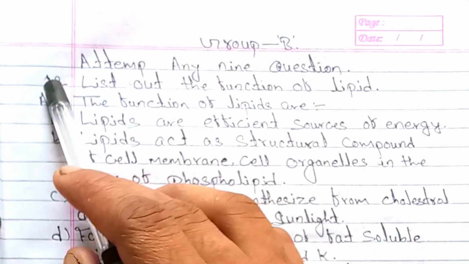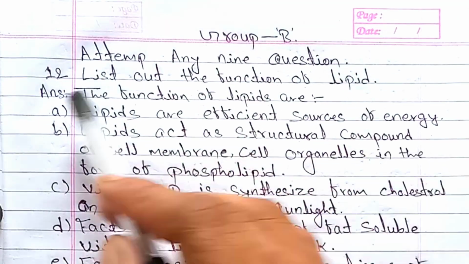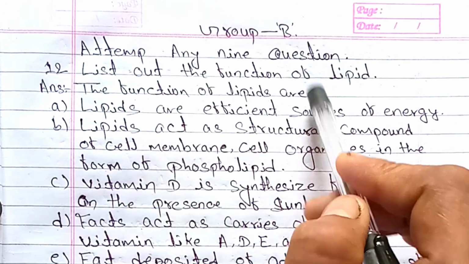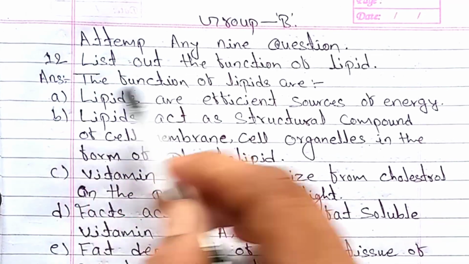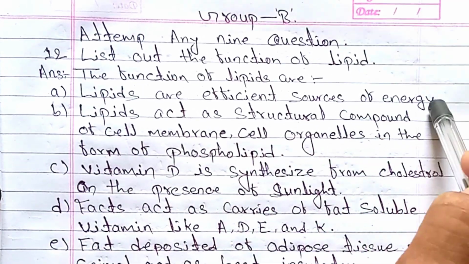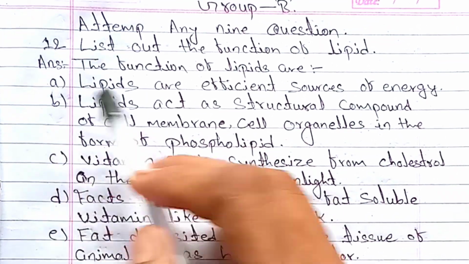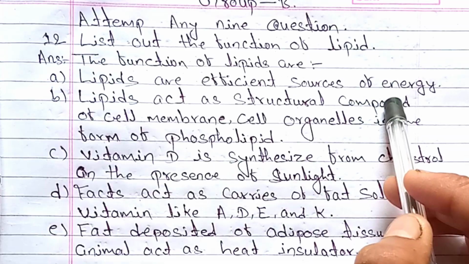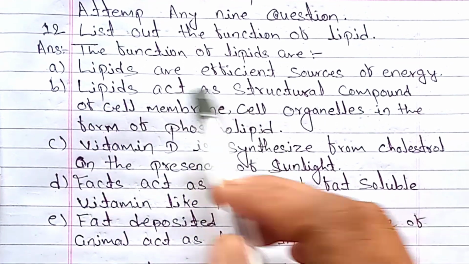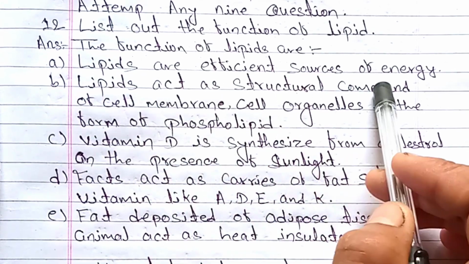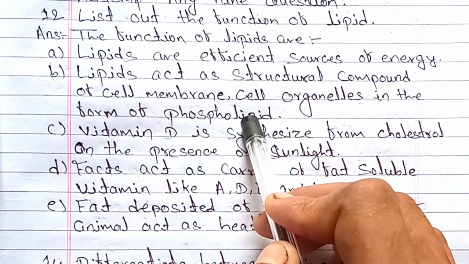Question number 12, list out the function of lipid. Answer: the functions of lipid are: Point A, lipids are efficient sources of energy. Point B, lipids act as a structural compound of cell membrane and cell organelles in the form of phospholipid.